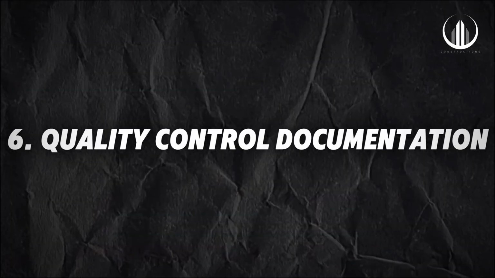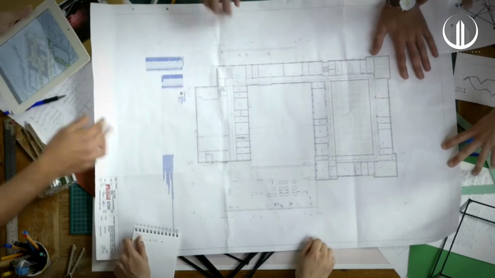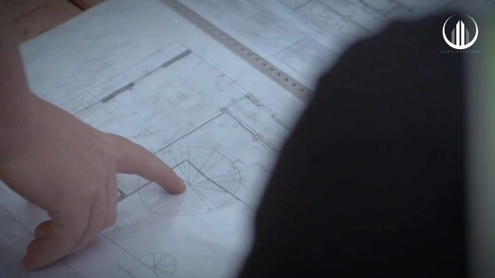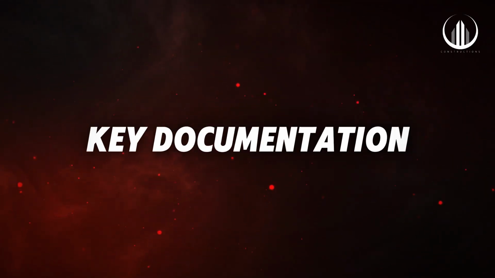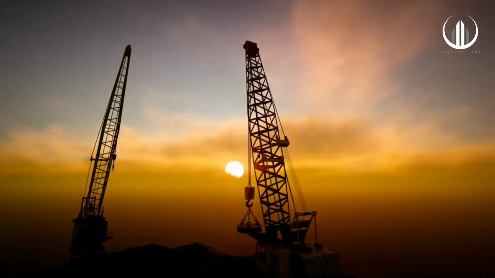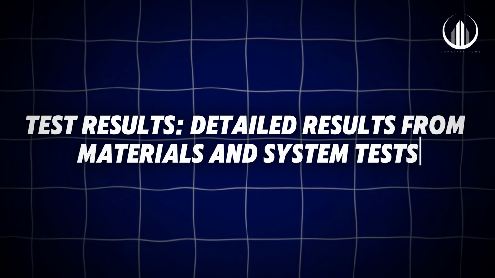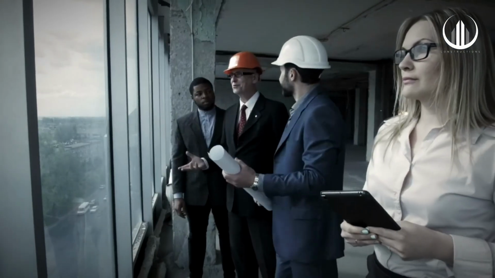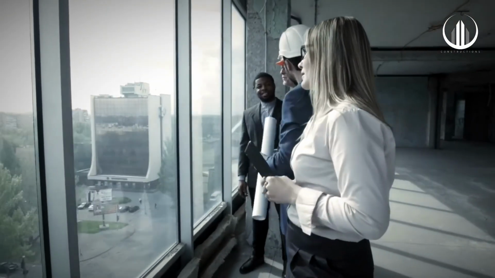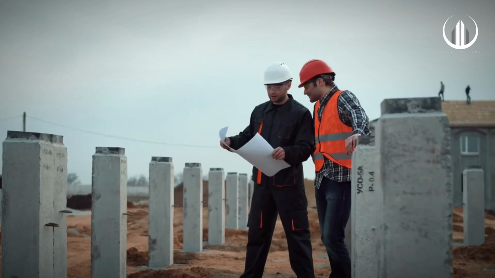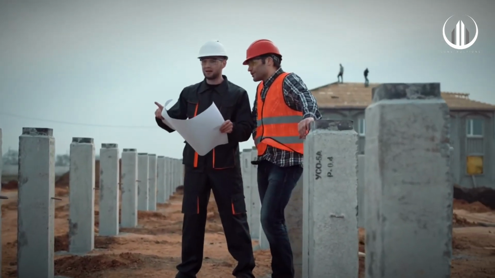6. Quality control documentation. Maintaining thorough documentation is a critical part of quality control. It ensures that all inspections, tests, and audits are recorded, and that issues and actions taken are properly logged. Key documentation. Inspection reports. Documentation of all inspections performed, including findings and corrective actions taken. Test results. Detailed results from materials and system tests. Quality audits. Reports from quality audits that outline areas of improvement and confirm compliance with quality standards. Non-conformance logs. A log of any non-conformance events and the actions taken to address them.